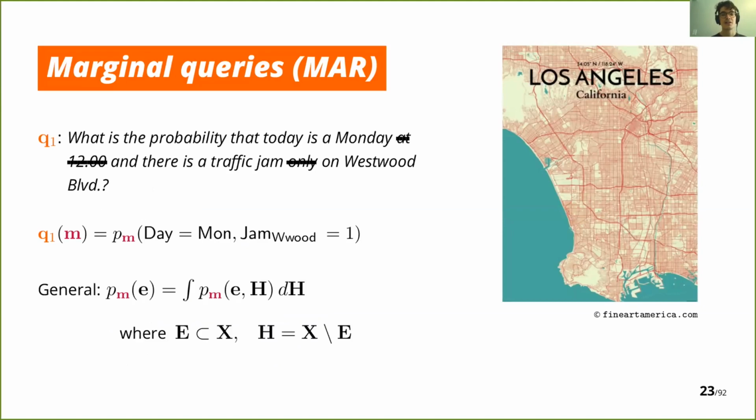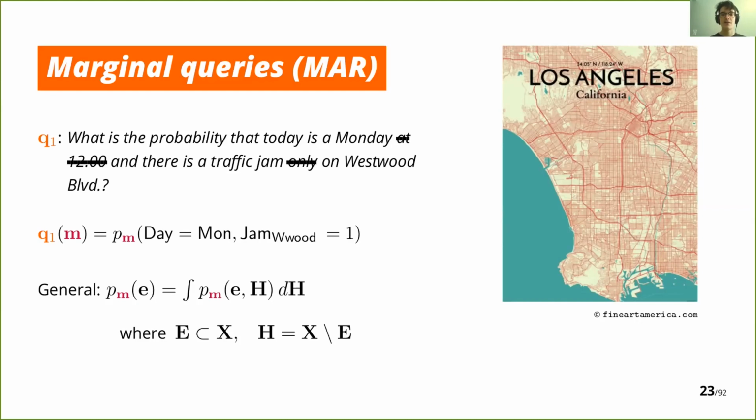So in general, we just set a subset of our random variables. Let's say we provide some values for them, and this is our partial evidence. This is the set E. And for the remaining ones, let's say H, we just need to integrate over their possible values, or if they are discrete, we need to sum over all possible cases. This is marginal queries.